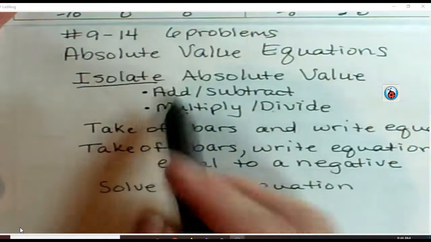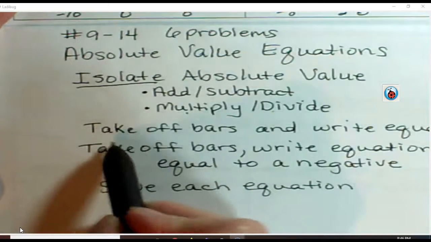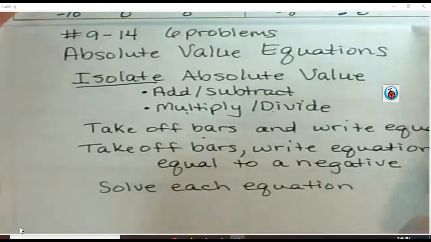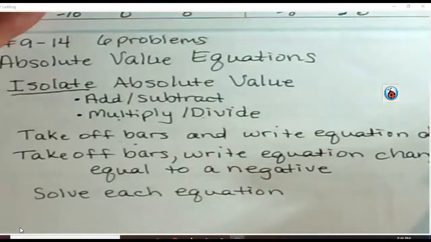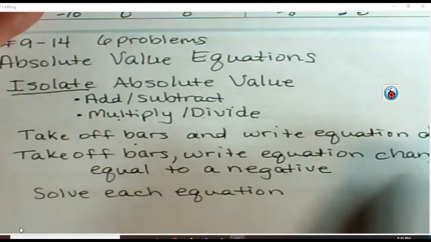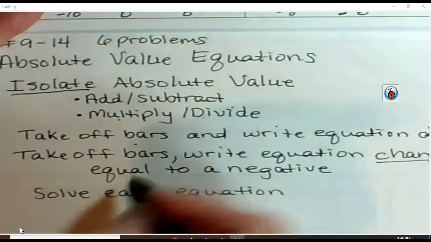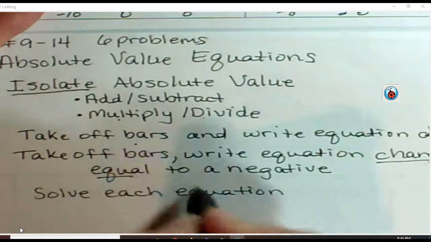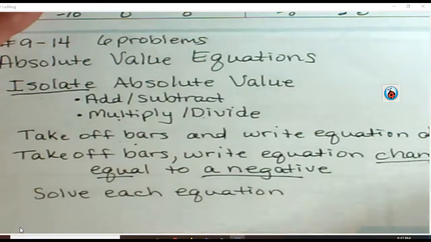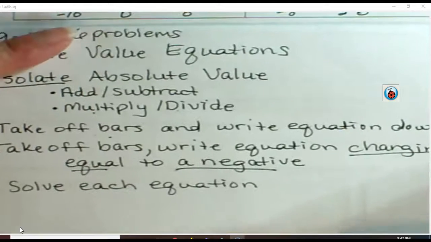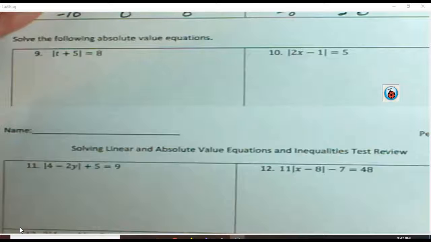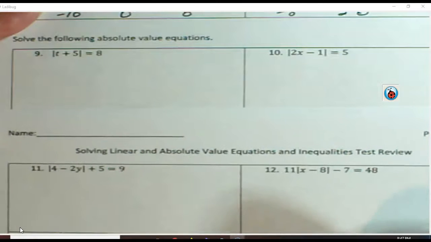Okay, so once you isolate it, the next thing is you're going to take the bars off, and you're going to write the equation down just like it is. Then you're going to take the bars off again, and write the equation, changing what's after the equal sign to a negative. Then solve each equation. All right, so here we go. Let's try that. It might sound confusing, but this is the first time that you did it. This is just a review.